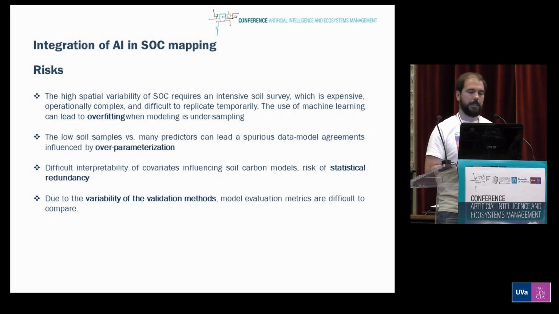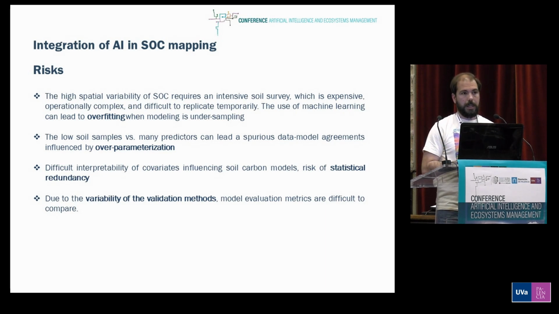However, we have some opportunities, but we also have some risks. First of all, this high variability of soil organic carbon requires intensive soil survey, which is expensive, complex, and difficult to replicate. So the use of machine learning, if the area is undersampled, could produce overfitting for the modeling. This low sample, in contrast with the many predictors, can lead to spurious data model agreements and could be influenced by over-parametrization.